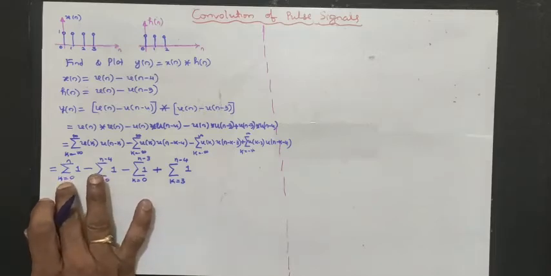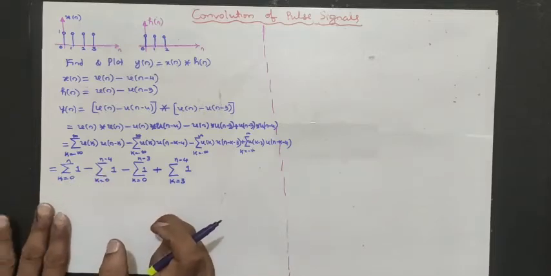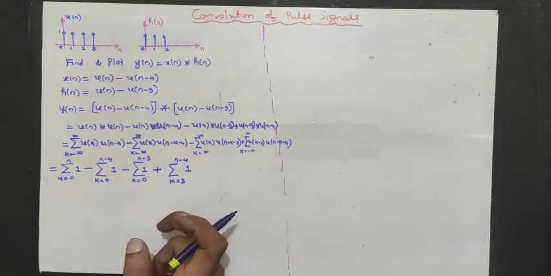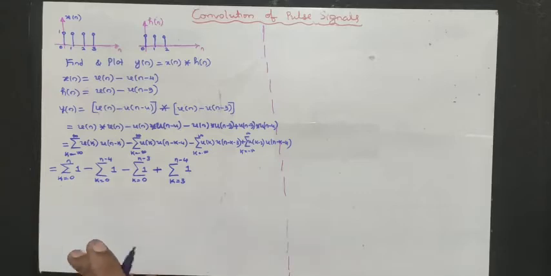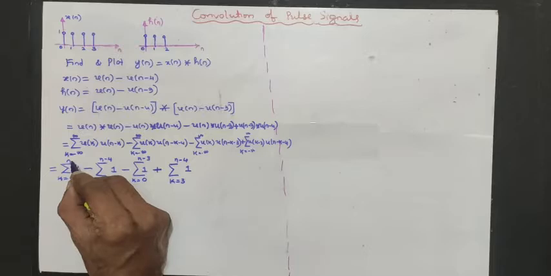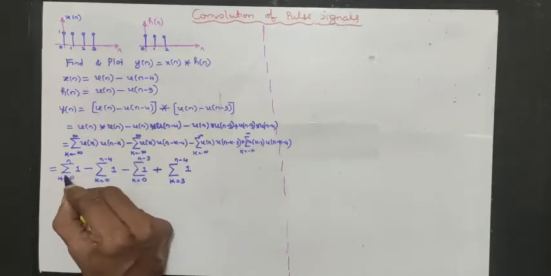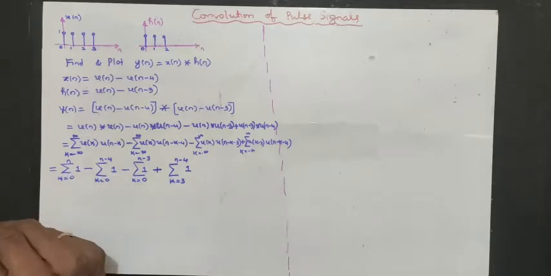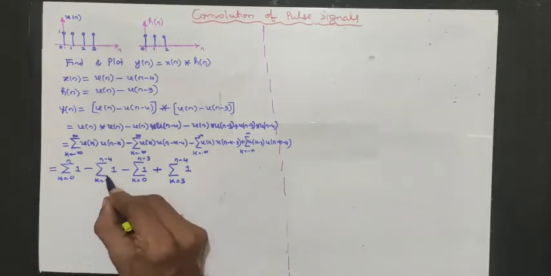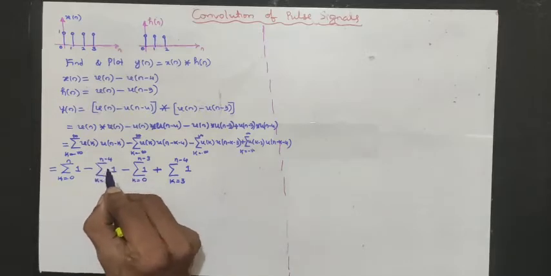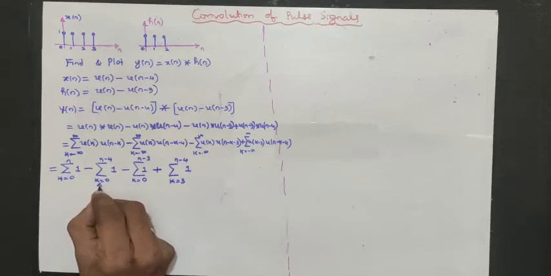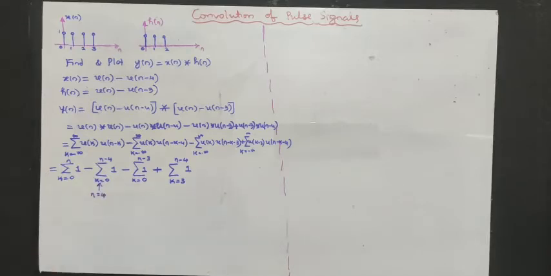We need to identify which part comes at what instant. Let me see that now. First, k equal to 0 to n. This first term is present everywhere for n greater than 0. What about the second term? This term comes into picture at instant n equal to 4, not before that.